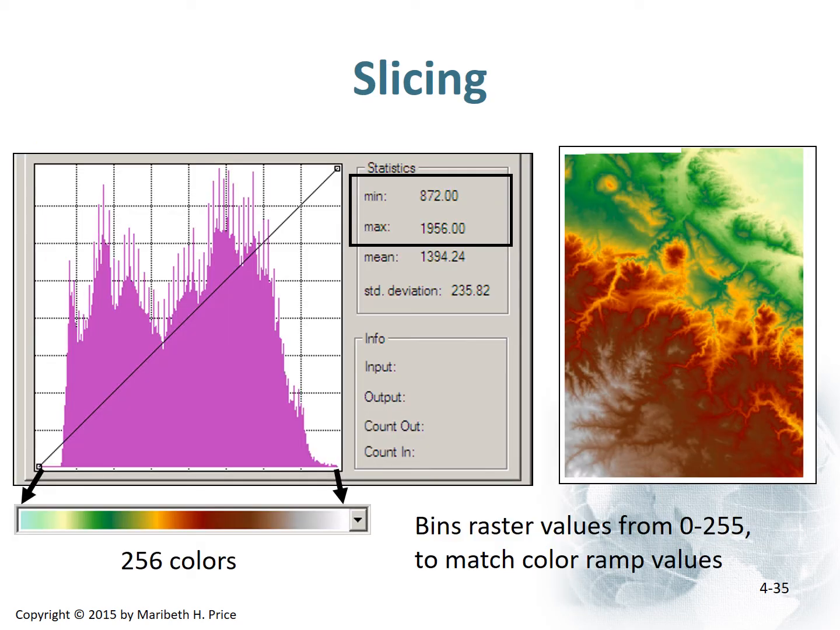Now, there are some things that we do when we process rasters that are important to understand. First, let's talk about slicing. You might have a raster data set that has 1 million different values in it. How do you display that? Well, the first thing we can look at is called slicing, where we look at the lowest value to the highest value, and then we bin the data.